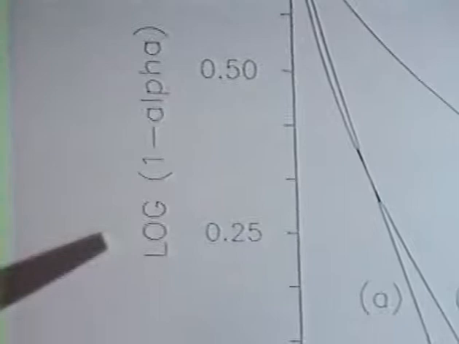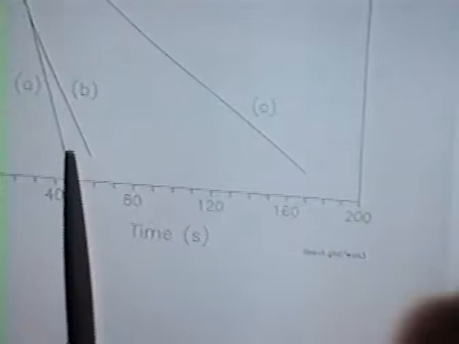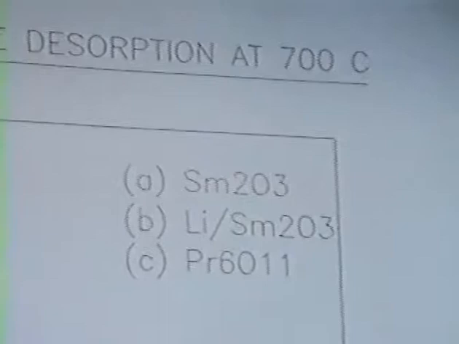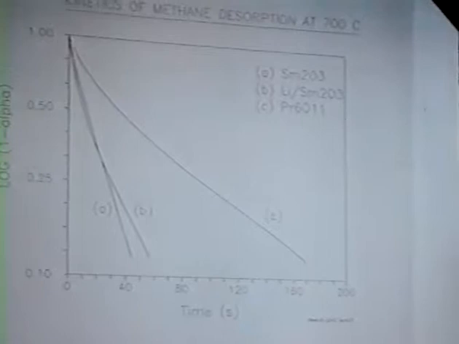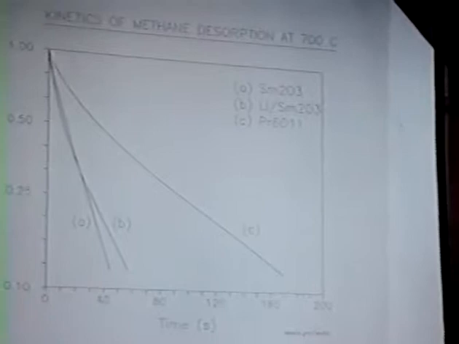Just to show you the desorption kinetics of the methane, I'm plotting here these data as a first order equation against time. You can see that the samarium and the lithium samarium have similar desorption rates, praseodymium somewhat longer. The curves are near enough to being first order, at least to a first approximation. And I draw your attention to the time scale here. You're looking at half times for desorption of the order of 30 seconds for the samarium and the lithium samarium.